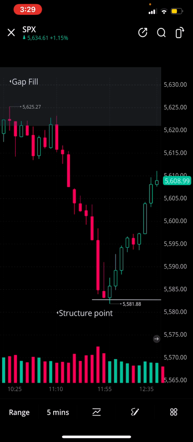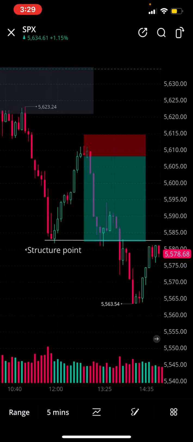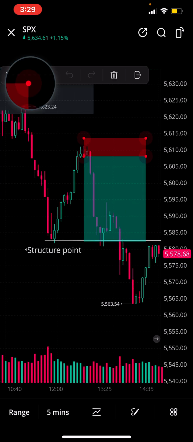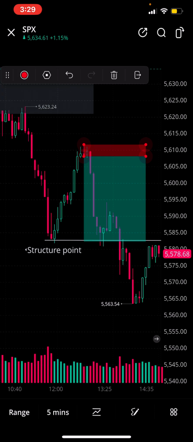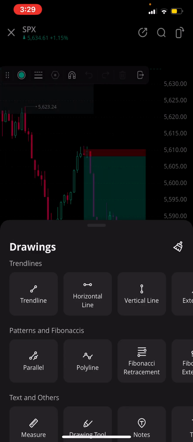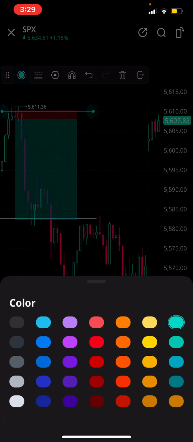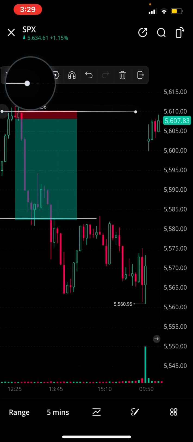So usually we'll want to, before we get in, wait. Oh, they got stopped short. Got stopped short right up here. I would have marked this line out, but I haven't. Okay, so notice marking out all of my highs, all of my lows.